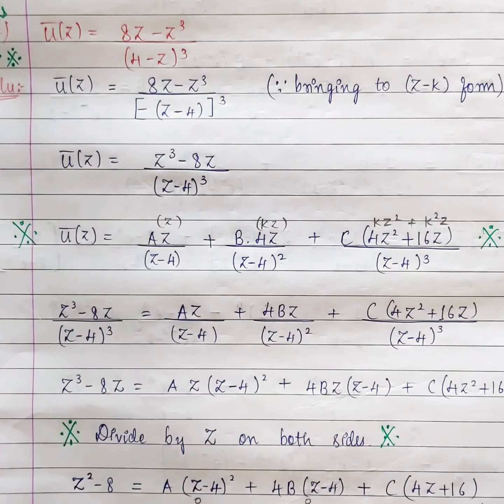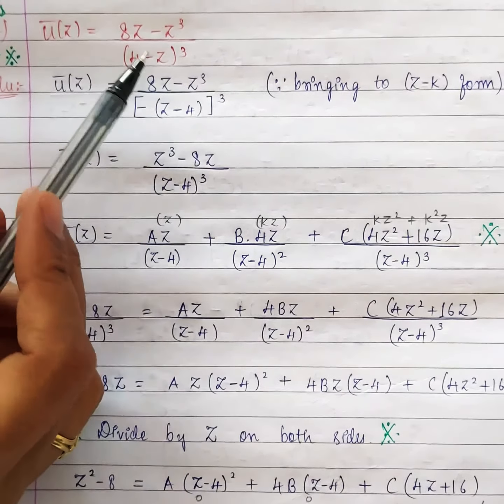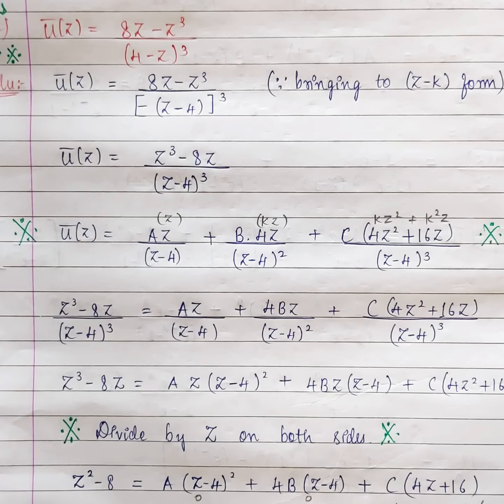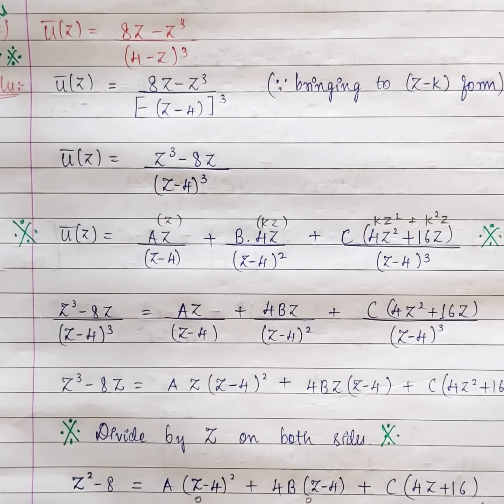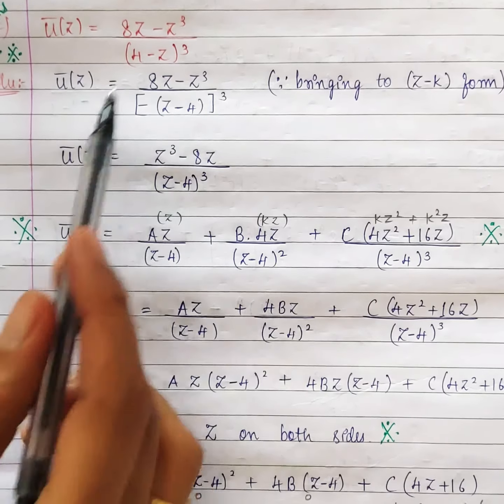Hi, let's solve this problem. Given U bar of z is equal to 8z minus z cube by (4 minus z) the whole cube, we have to find the inverse z transform for this problem. So, given U bar of z, we have written it like that.